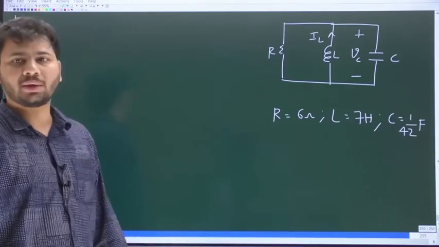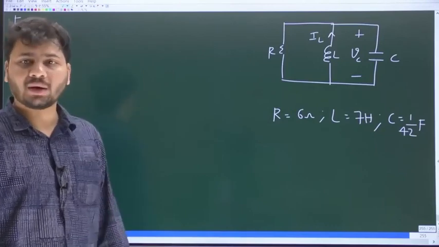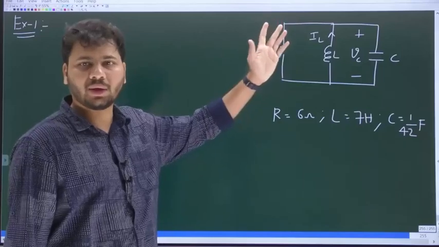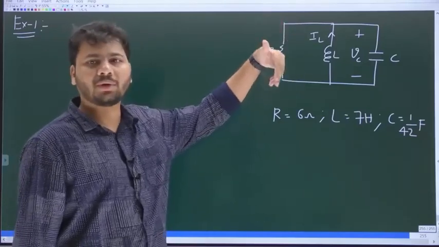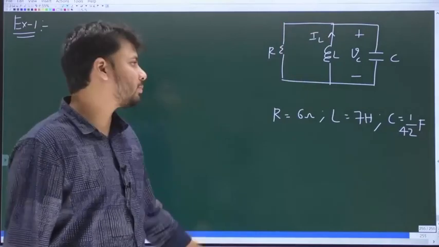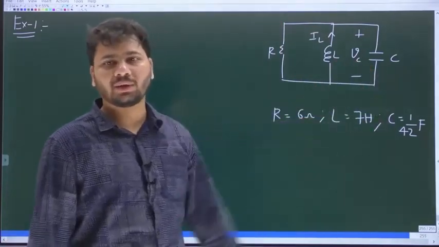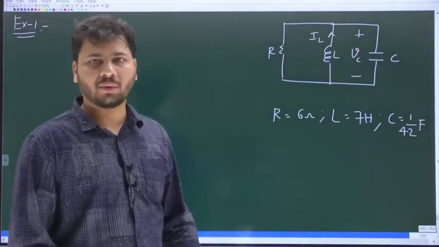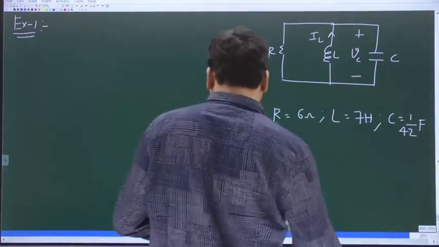What are the two initial conditions in this parallel RLC circuit? One is the initial current flowing through the inductor, meaning how much current flows through the inductor at t equal to 0. Another is the initial voltage across the cap, meaning what is the voltage across the cap at t equal to 0. Those two values are also given.